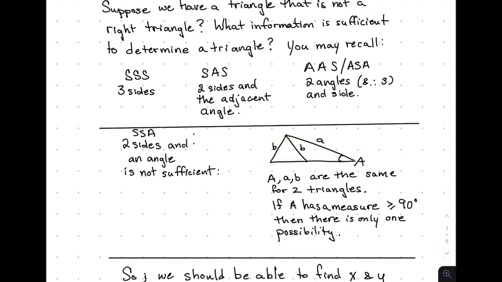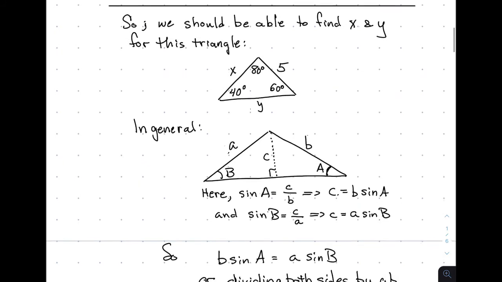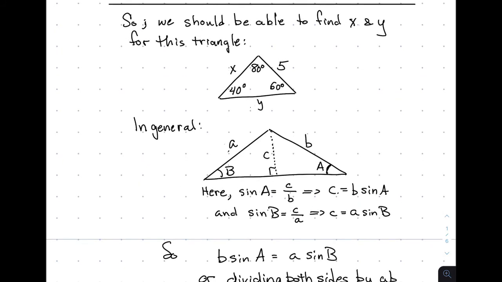Okay, so let's look at these in turn. So here's an example of a triangle. So here are three angles and a side. So we should be able to, according to angle, side, angle, be able to figure out what the x and the y are.